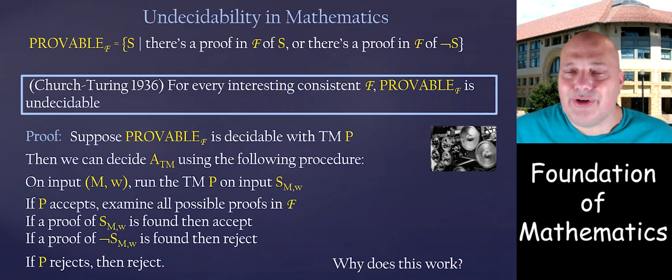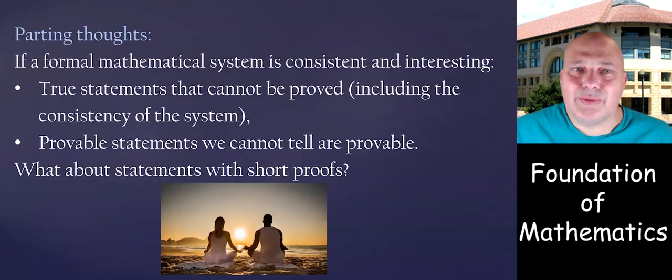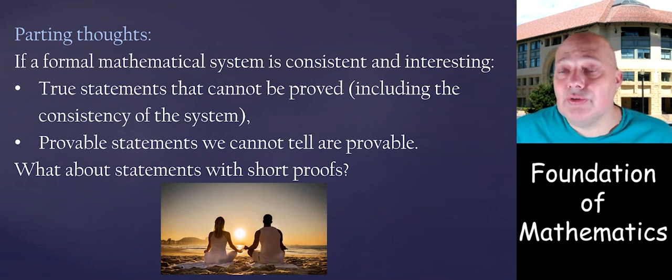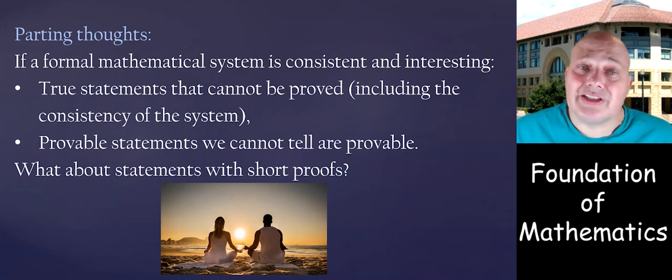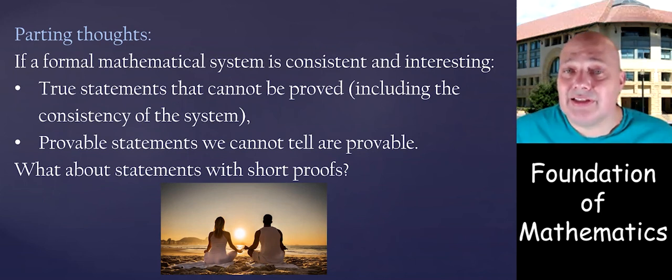So there you have it. Lots of very disappointing things. So what we saw is that if a formal mathematical system is consistent and interesting, then there are true statements that cannot be proved, including a very interesting one, which is the consistency of the system. And for provable statements, we cannot tell that they are provable.